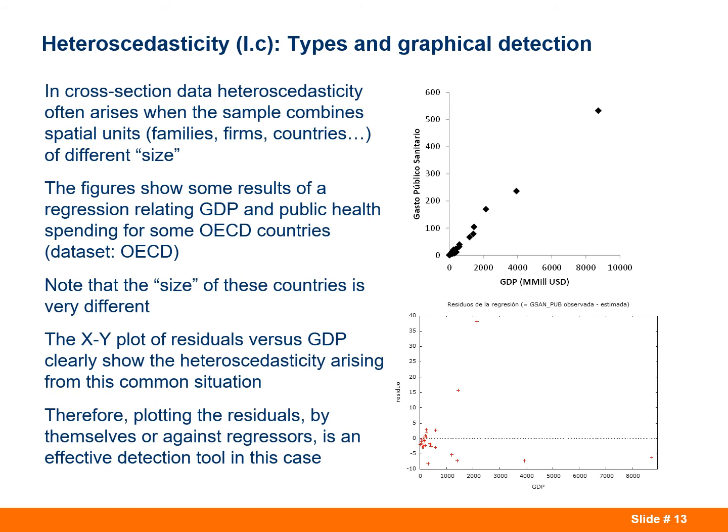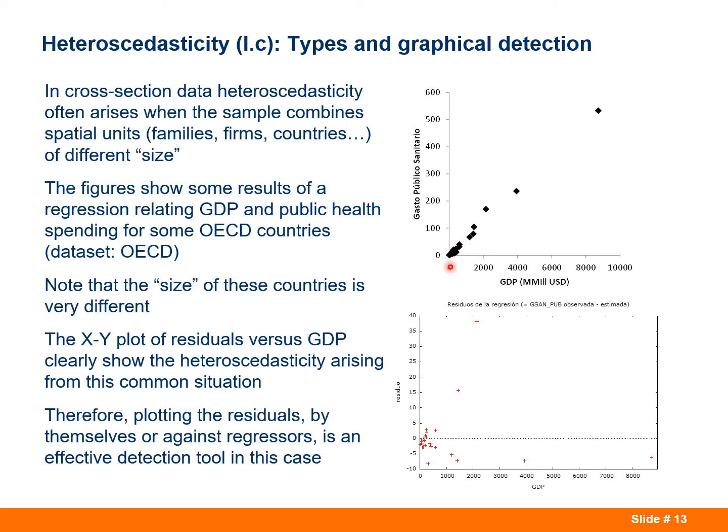In cross-section data, heteroskedasticity often arises when the sample combines spatial units of different size. I refer to different families, firms, and countries. For example, in this XY plot, you have the GDP of a sample of countries and the public spending in health.